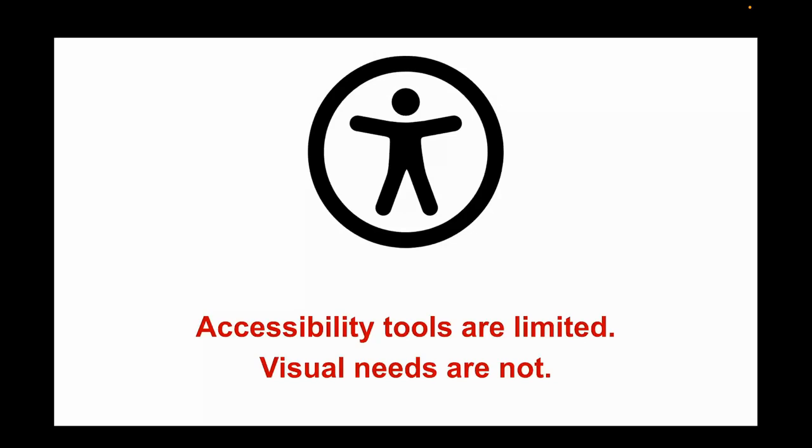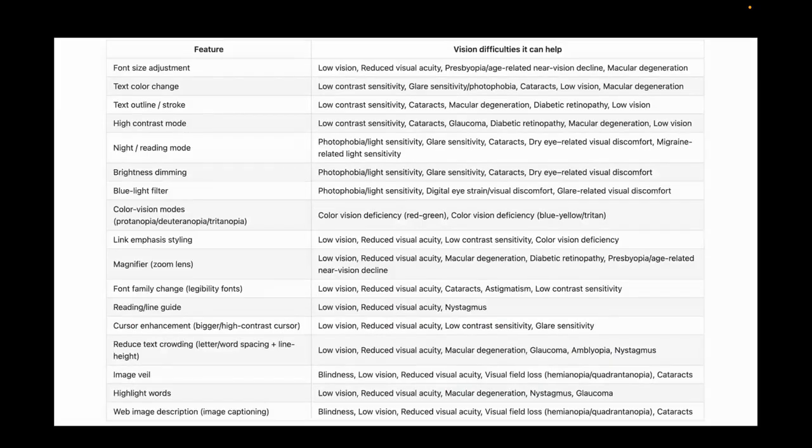So, what is AQual? AQual is a browser extension giving you around 20 different visual accessibility features in one unified solution. On the left are some of the main features, along with the vision difficulties they target on the right. We can have a look at some of them one by one.